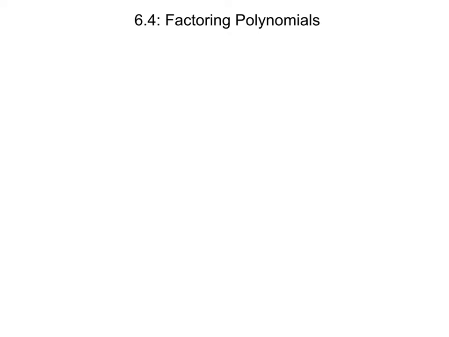In section 6.4, we're going to continue our discussion about factoring polynomials. Specifically, we're going to look at factoring by grouping, which can be used when polynomials have 4 terms in them, and also factoring trinomials that have a leading coefficient other than 1. Now, I'm going to start by going over factoring by grouping, because that can also be used on trinomials as well, as I'll show you a little later.